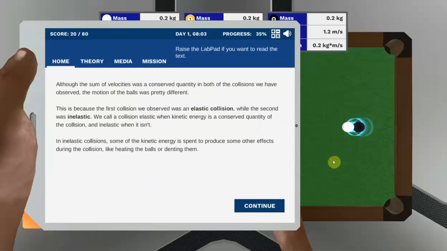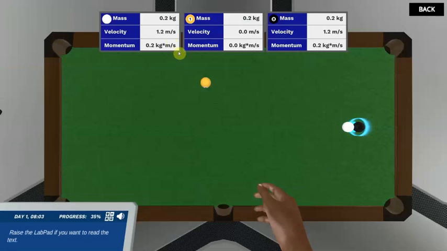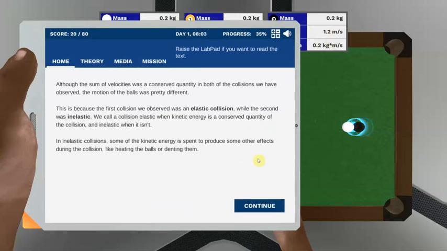Although the sum of velocities was a conserved quantity in both of the collisions we have observed, the motion of the balls was pretty different. This is because the first collision we observed was an elastic collision, while the second was inelastic. We call a collision elastic when kinetic energy is a conserved quantity of the collision, and inelastic when it isn't. In inelastic collisions, some of the kinetic energy is spent to produce some other effects during the collision, like heating the balls or denting them.